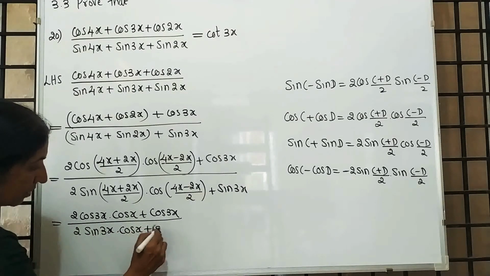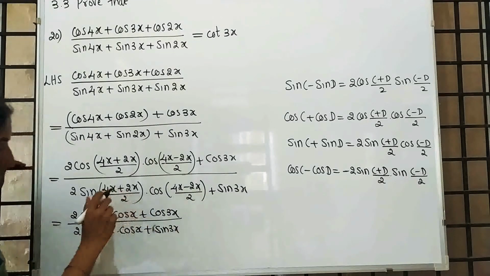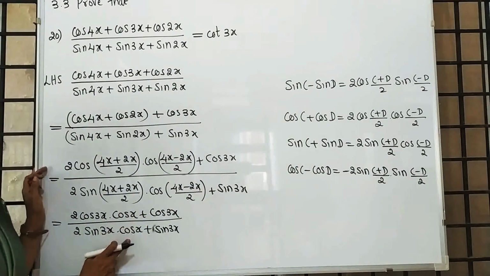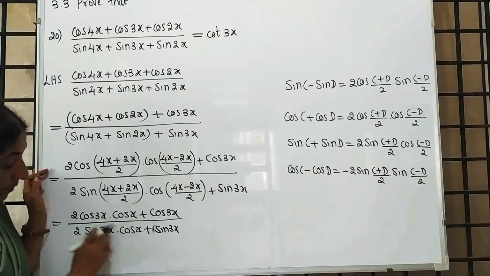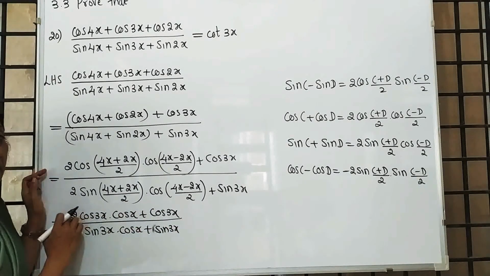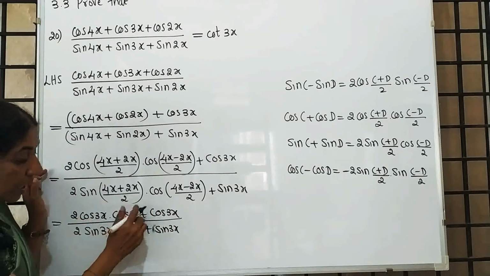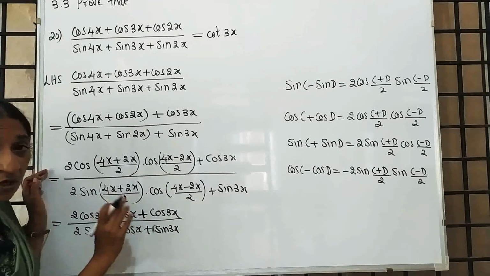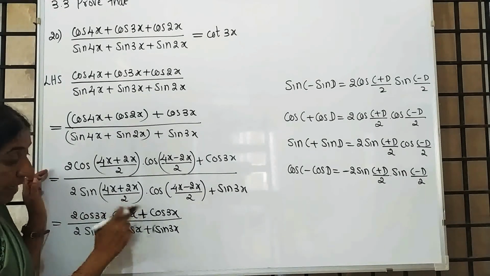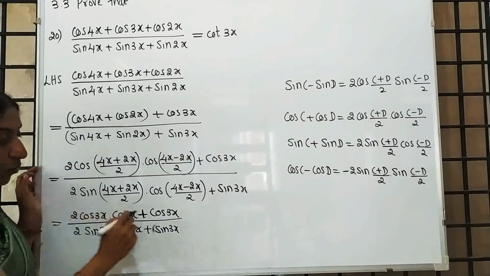And students, what mistake are you generally making? You are cancelling this cos x and cos x. No, we cannot cancel, because cos x is present in between the expression. It is not outside or independent. It is in between the expression, and after that middle plus, you cannot cancel. If multiplication is there, you can cancel. So what are we doing?